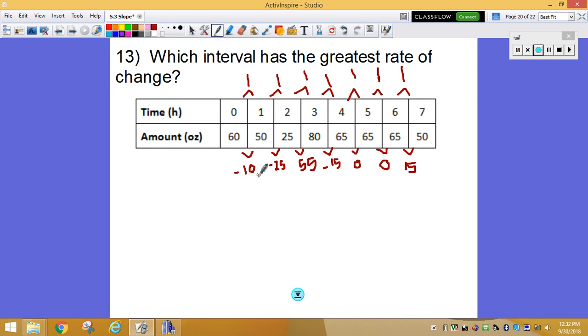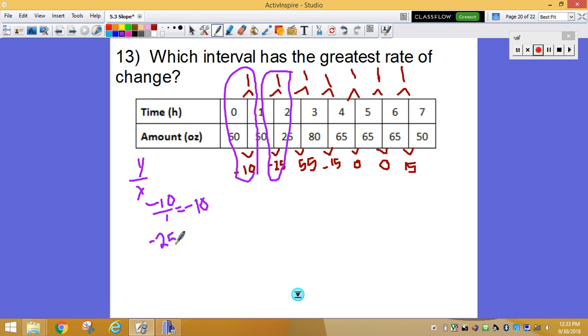And then remember, we're always going to divide. So I'm going to take these, and it's y divided by x. So it's negative 10 divided by 1 is negative 10. Here, I'm going to do negative 15, or sorry, that's a 25. Negative 25 divided by 1 is negative 25. Here, I got 55 divided by 1, which is 55. Hopefully you see a pattern. We're just going to keep dividing by 1, so we're going to get the exact same number.